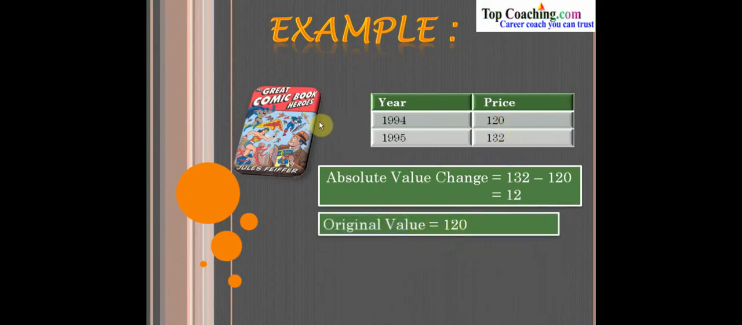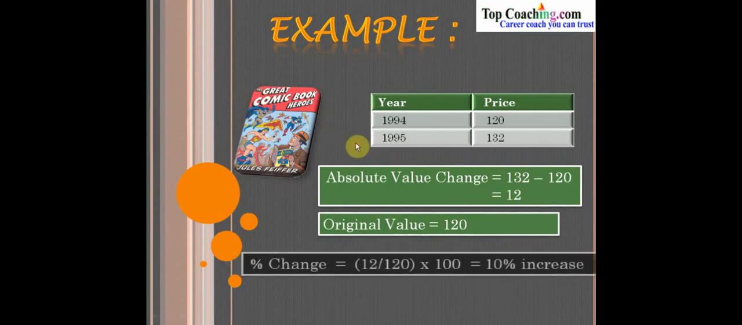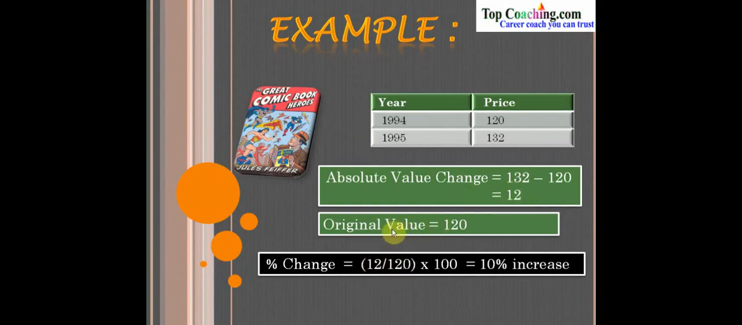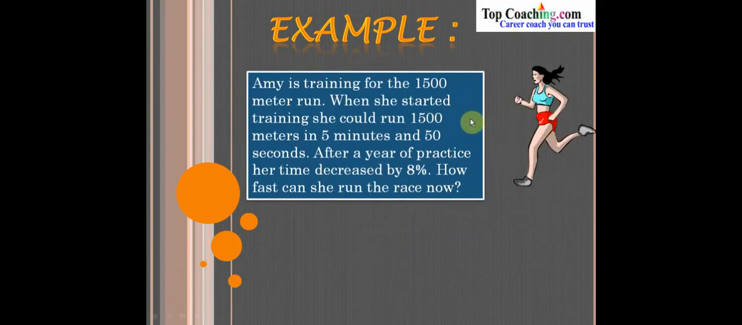Now if I ask you what is the percentage change in the value, then that would be equal to 12 divided by 120. 12 is the absolute value change and 120 is the original value. So 12 by 120 into 100, which is equal to 10% increase. There is a 10% increase in the value of the comic book from the year 1994 to the year 95. Let's take one more example.